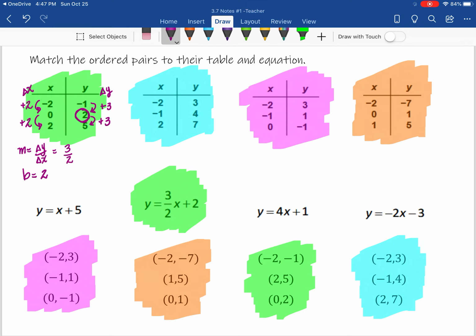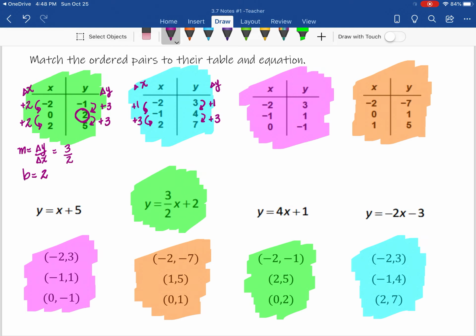Okay, let's take a look at the next one. Okay, so I'm going to look at my change in y again. So from 3 to 4, I'm adding 1. From 4 to 7, I'm adding 3. Okay, so you might be thinking to yourself, well, that's not the same number, but let's just have a look. Okay, so let's look at our change in x as well. So from -2 to -1, that's a +1. From -1 to +2 is a +3.